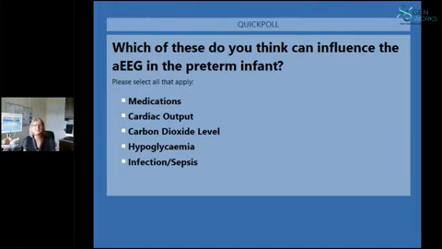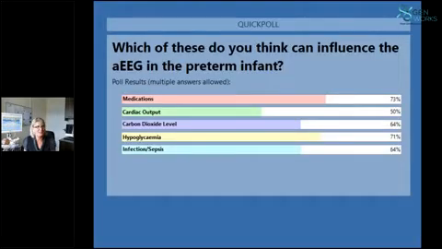Lots of people voting for lots of things on the screen. So I'll give you just a couple more seconds to answer that question. Very interesting. Okay. For the sake of time, you're going to have to be quick on these polls because we're short of time, a lot to get through. Pretty much there were long bars across everything. So 73% of you think medications, 50% cardiac output, 64% carbon dioxide, 71% said hypoglycemia, 64% said infection and sepsis.